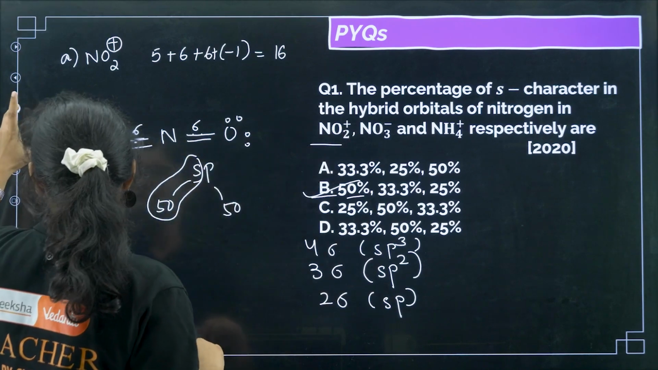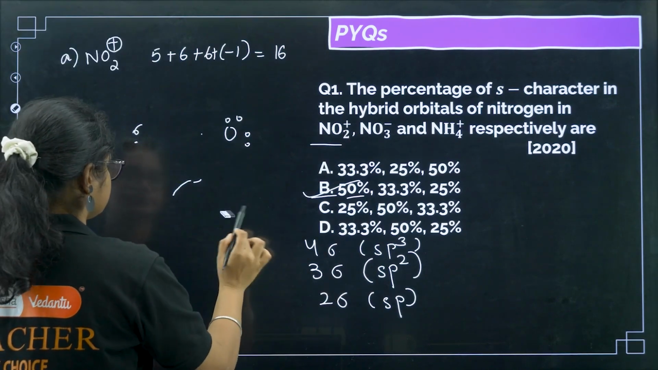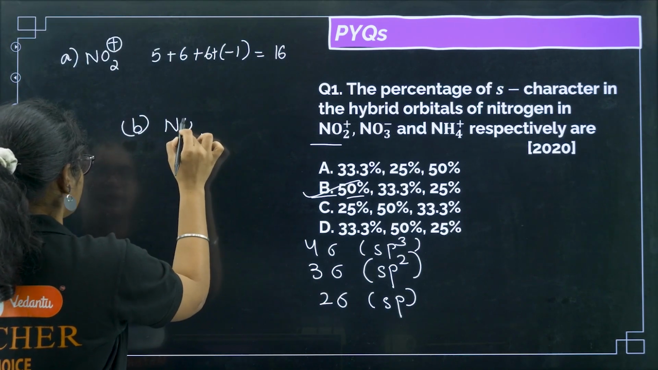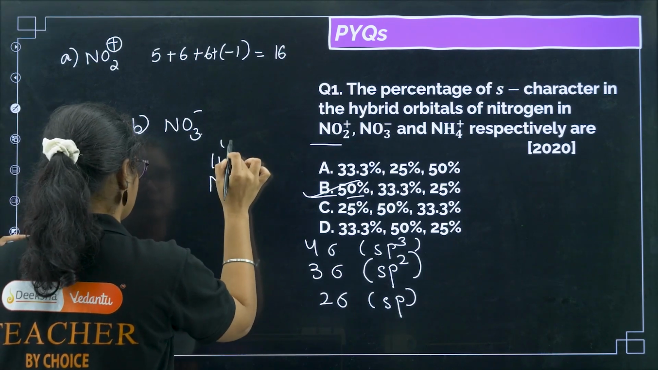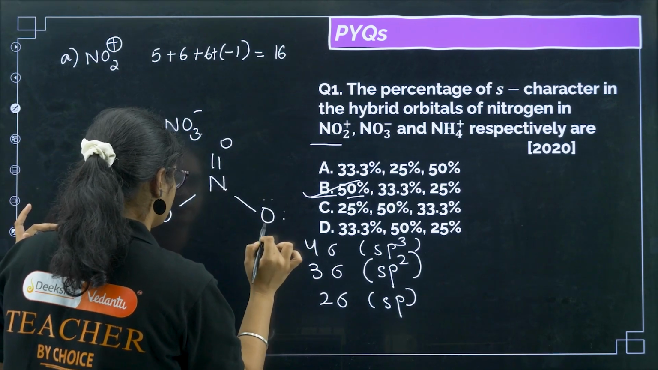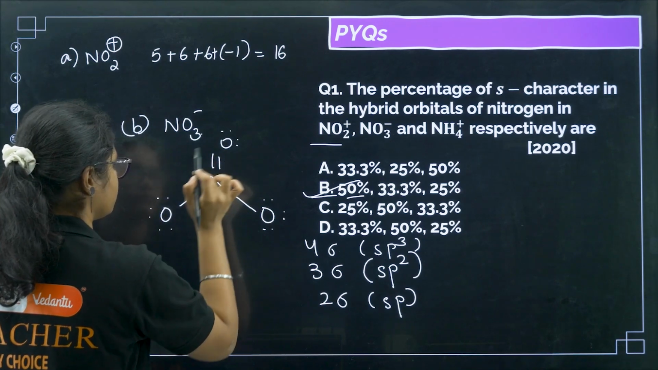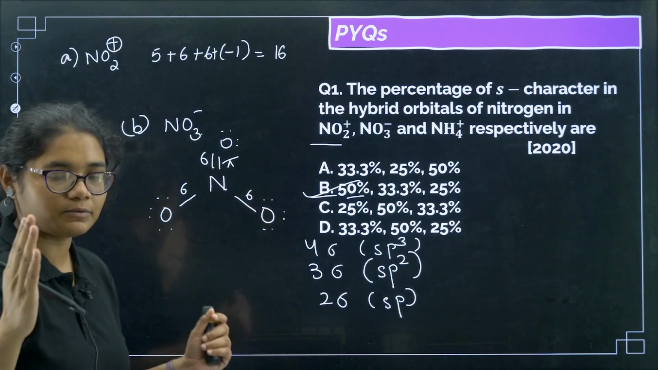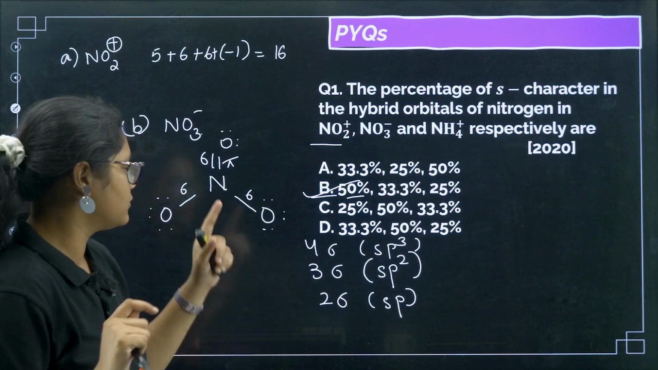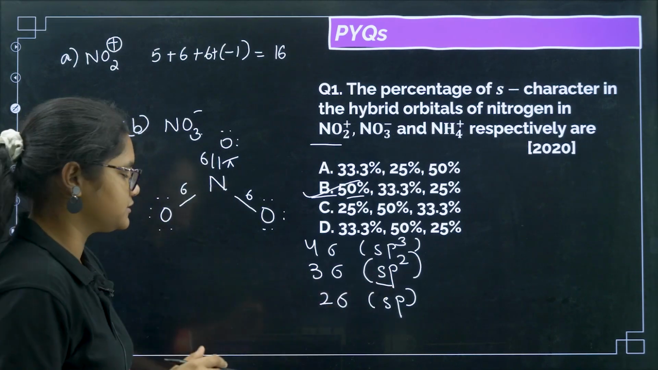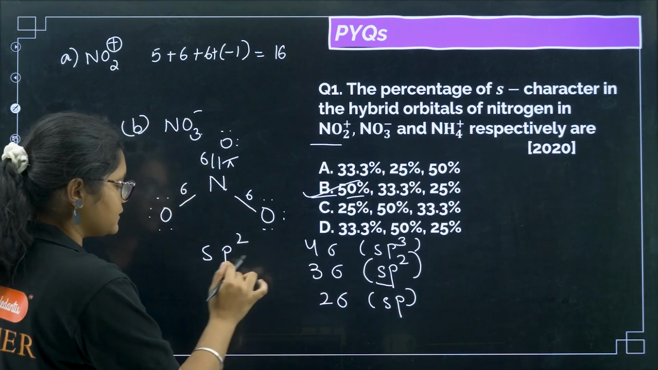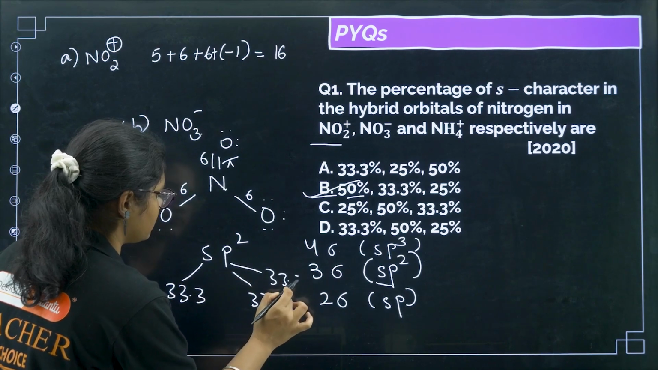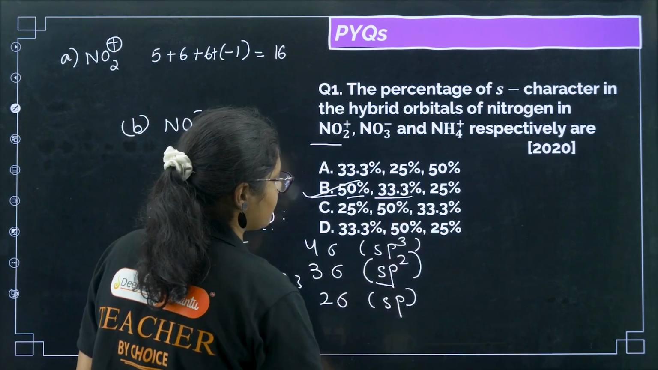But we will see NO3 minus also now. Option B is NO3 minus. Just now we did the structure of NO3 minus. If you remember, it was like this. Beside nitrogen there is 1 sigma bond, 1 sigma bond, 1 sigma bond. This is a pi bond. Only 1 sigma bond can be present between 2 atoms. The rest of the bonds will be pi bonds. So if it is 3 sigma bonds, it has to be sp2 hybridization. If it is 100%, each one will be 100 divided by 3, 33.3. So the next one will be 33.3%.